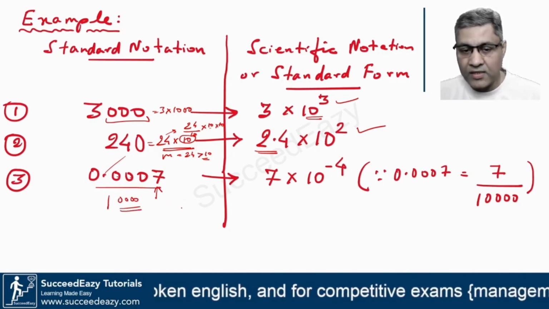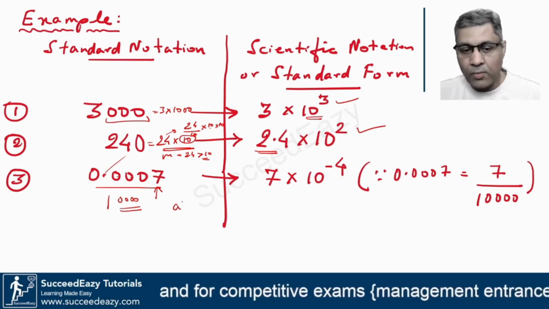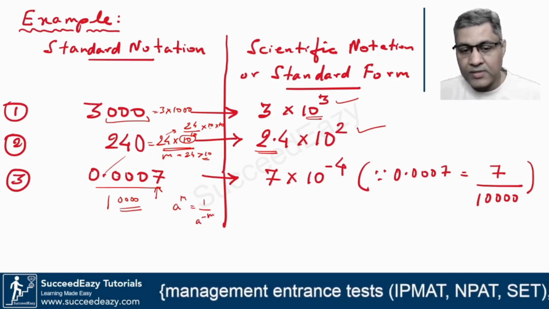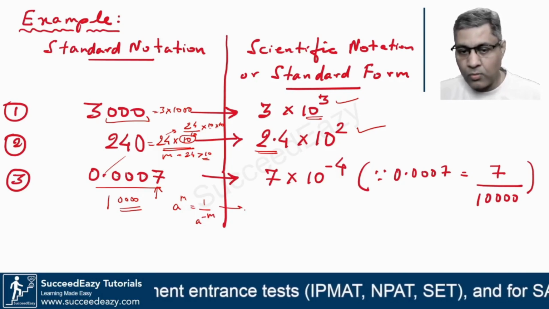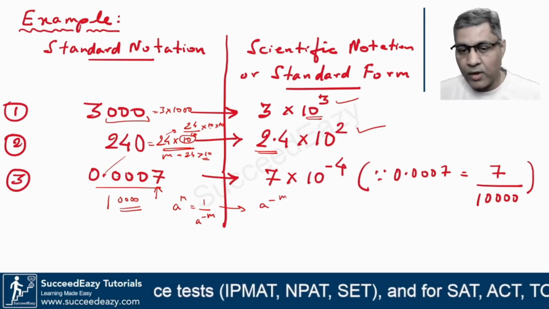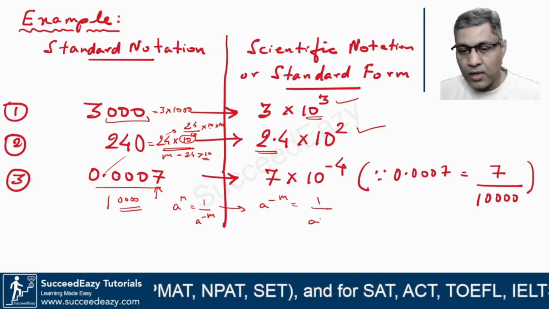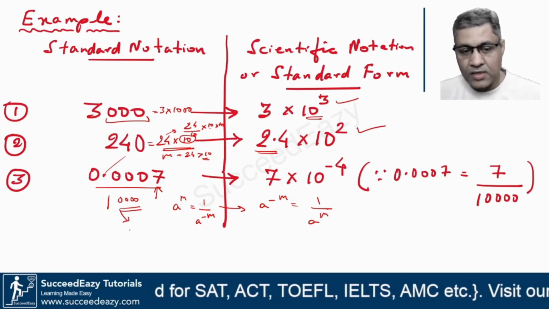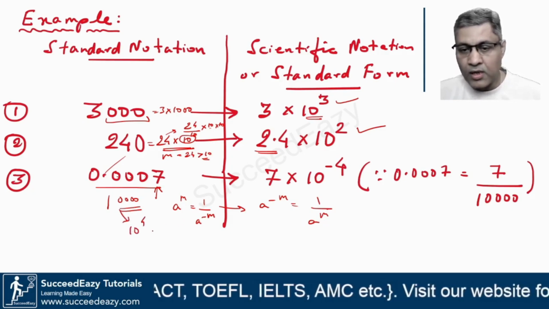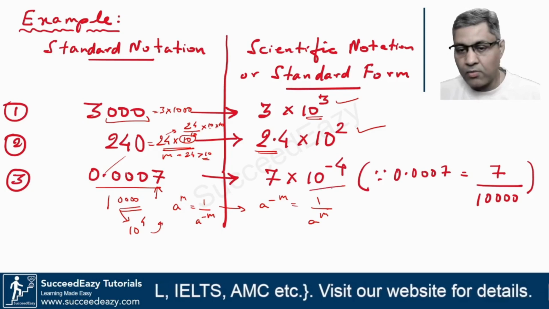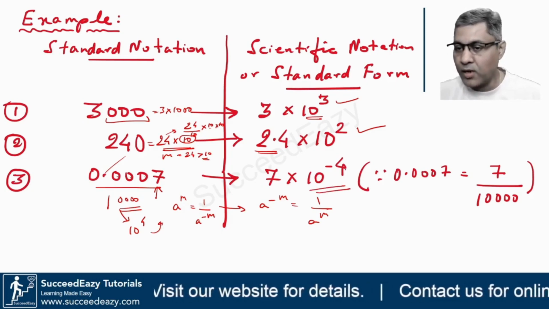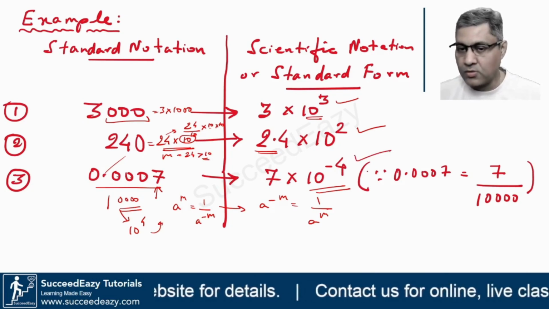Using the rules of indices, you know that a to the power minus m is equal to 1 over a to the power m, or vice versa. So here in this case the bottom is 10 to the power 4. It goes on the top and it becomes 10 to the power minus 4, and 7 stays as it is. So 7 into 10 to the power minus 4. I hope this is also very clear to you.